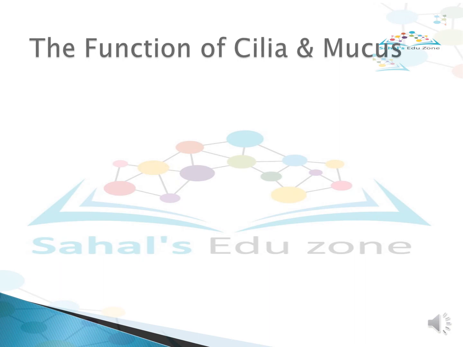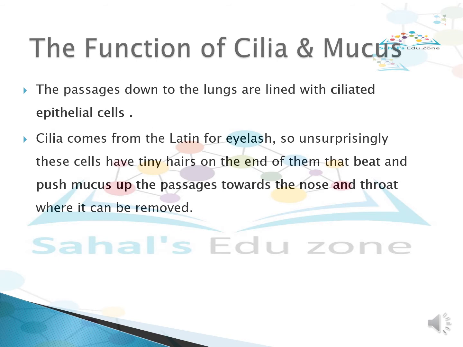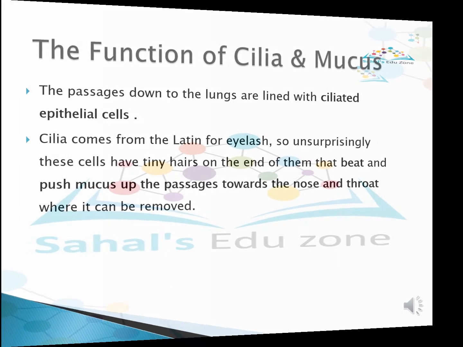The function of cilia and mucus. The passages down to the lungs are lined with ciliated epithelial cells. Cilia comes from the Latin for eyelash. So unsurprisingly, these cells have tiny hairs on the end of them that beat and push mucus up the passages towards the nose and throat where it can be removed.